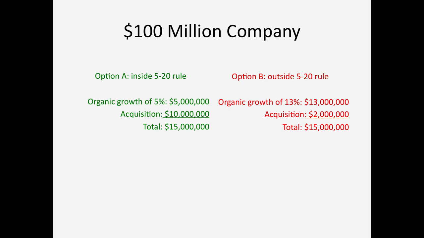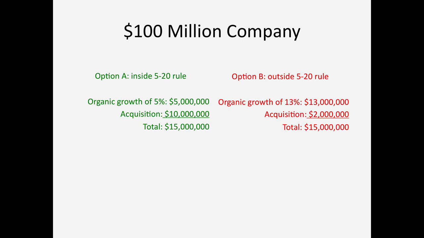Now, the final thing I want to show you in this video is the 5 to 20 rule. And the 5 to 20 rule states that the natural acquirer for your client's business is going to be between 5 on the low end and 20 on the high end times the size of your client's business. Between 5 and 20 times the size of your client's business.